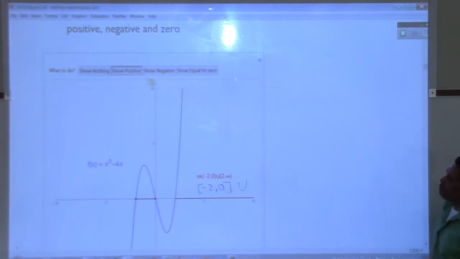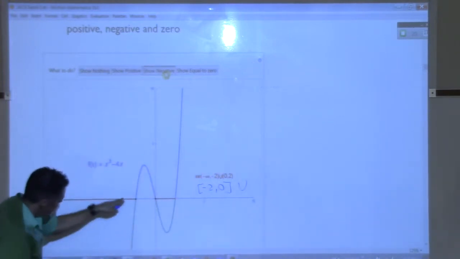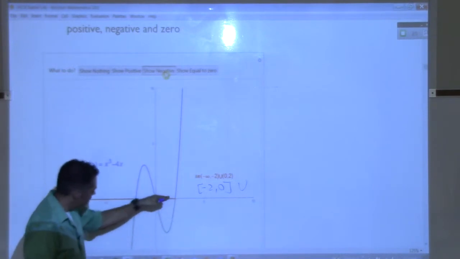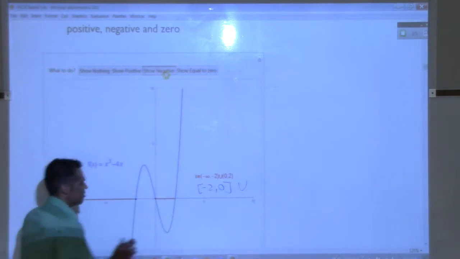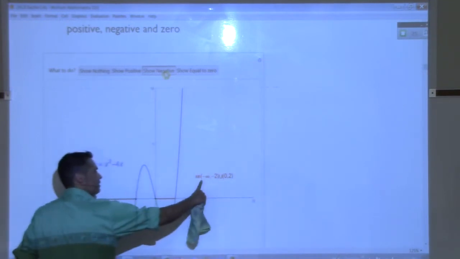All right, so where is it negative? Now we're asking, where is it below the x-axis, right? So now everything's going to change. Now it's everywhere over here, down, between here and here, down. And so our answer changes a little bit. Do we ever put brackets on infinity?